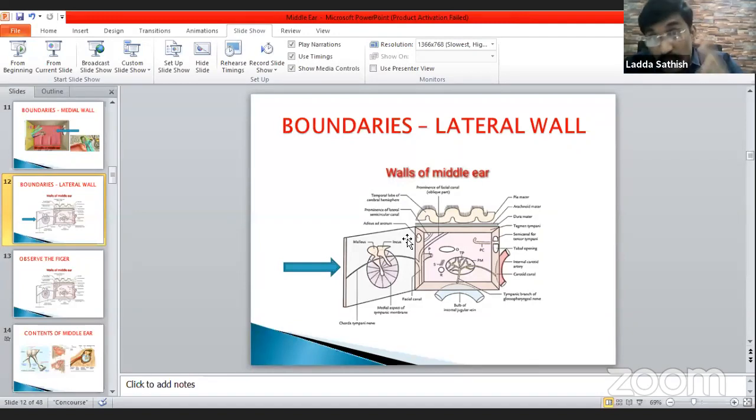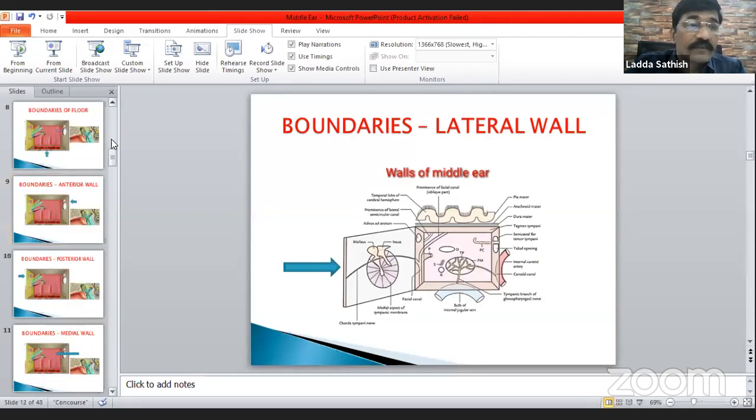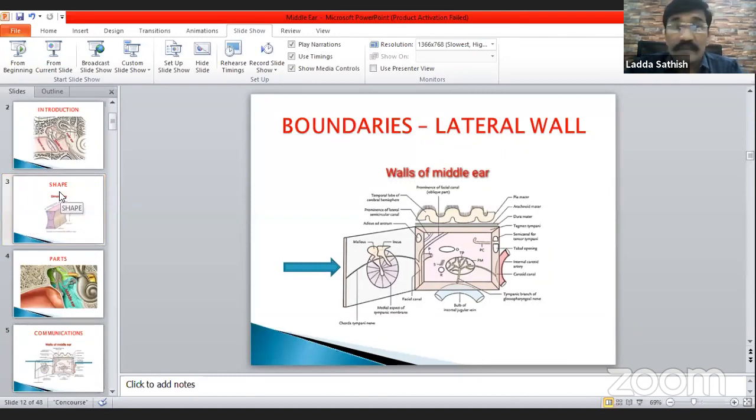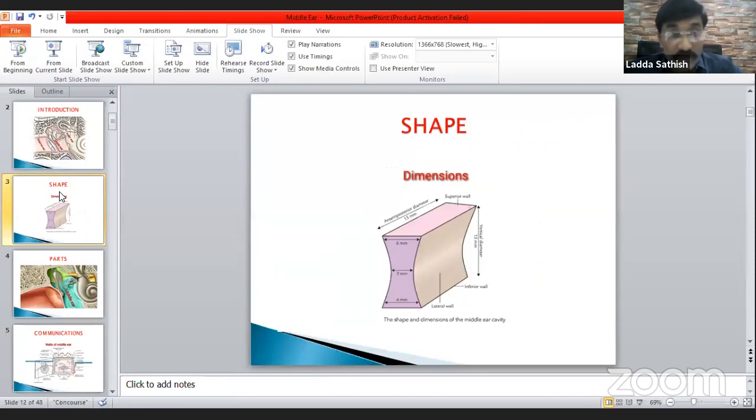After that, you are supposed to draw a small figure showing the shape and size of the middle ear. These are the prime important figures I presented in front of you, along with the figure of the three ossicles. With this, you should write the relevant anatomy, and you should write the nerve supply and blood supply of the middle ear.